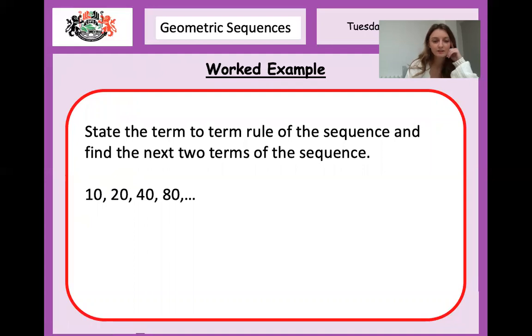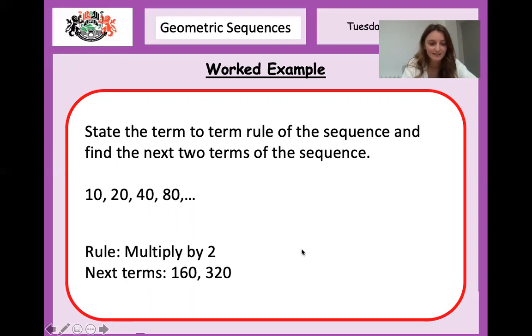Next one. Now we've got 10, 20, 40, and 80. Looking at that, I can see that, again, it's doing the same as before. It's doubling each time, isn't it? It's multiplying by 2. 10 times by 2 is 20, times by 2 is 40, times by 2 is 80. So the rule will be to multiply by 2, and the next term, if you double 80, 160, double 160, you get 320.